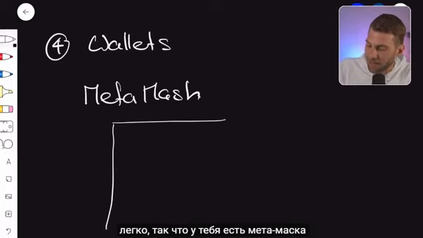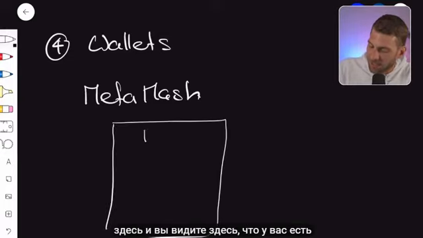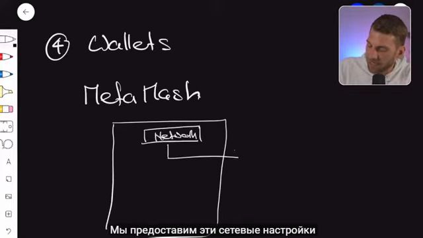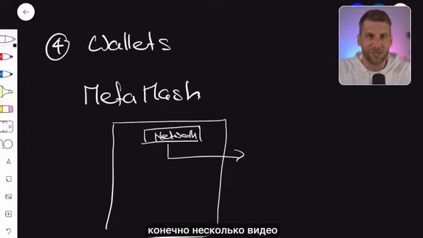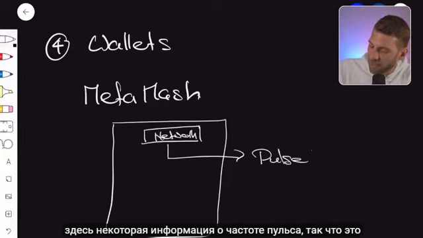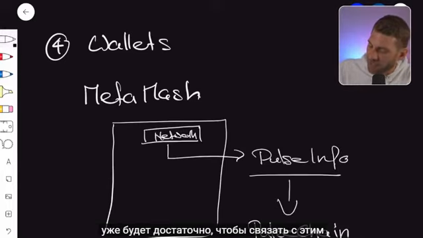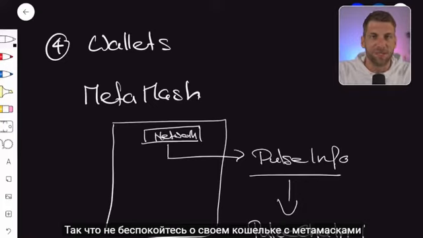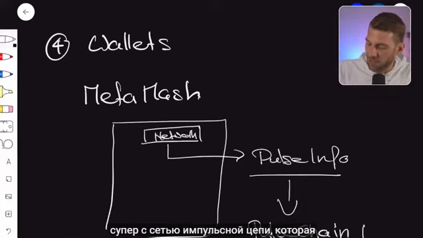So you have your MetaMask in here, and up here you have a little button to click, which is called network, and you will just change this network setting. We will provide, of course, some videos on how to do this, and you can just enter some Pulse information in here. This will be enough to connect to the PulseChain, so don't you worry, your MetaMask wallet will work great with the PulseChain network.